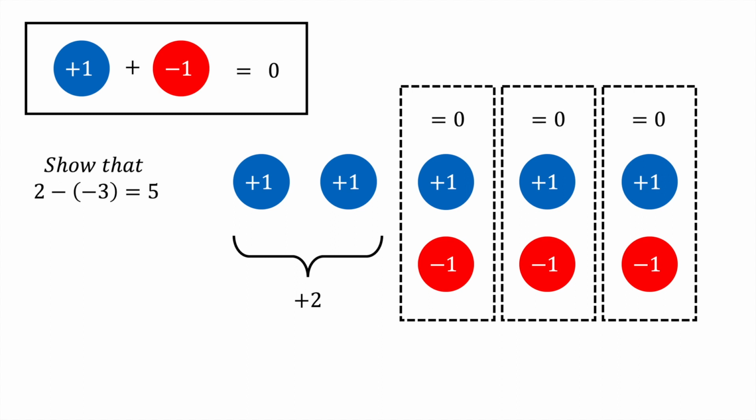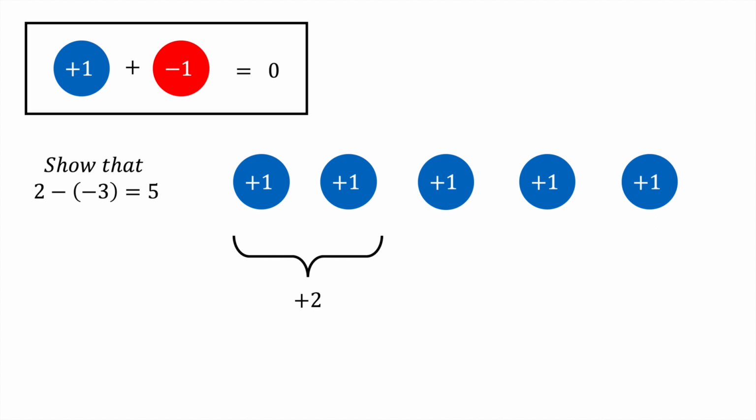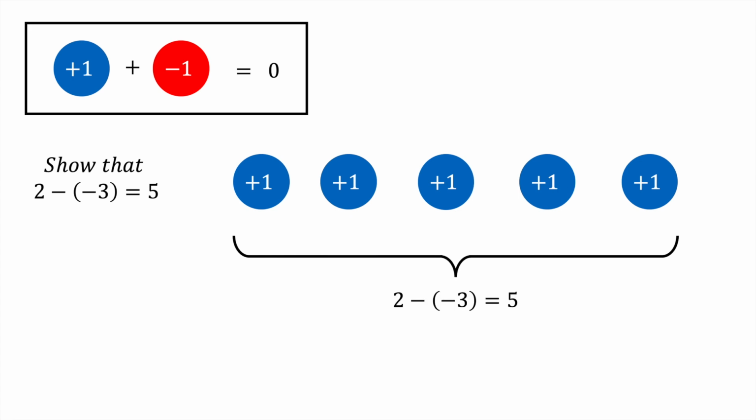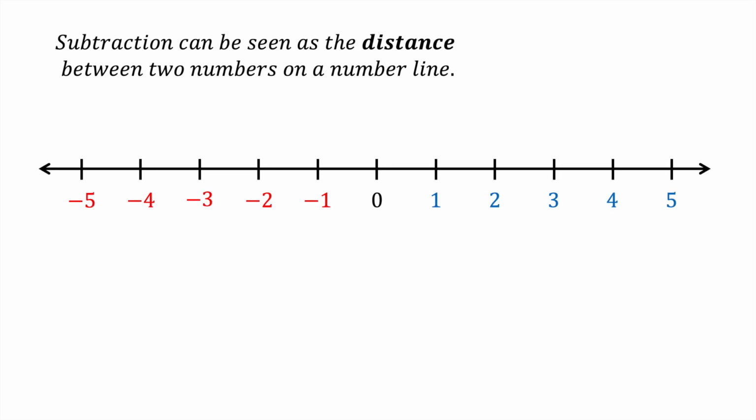Now let's subtract negative 3 by removing 3 red counters. We are now left with the original 2 blue positive counters plus 3 extra blue positive counters. This makes a total of 5 blue positive counters, which represents positive 5. Hence, the expression 2 minus negative 3 is equivalent to the expression 2 plus 3, as both expressions equal positive 5. We will now show the same result using a number line.